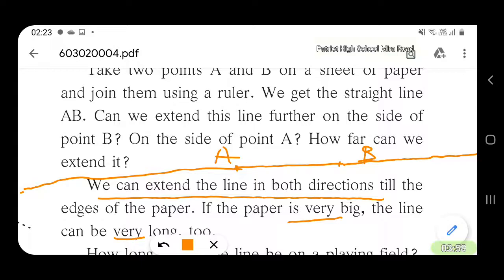How long can the line be? It can go up to infinity, no end. There can be no end to this side and no end to this side. Then this is known as a line. A line does not have any end. It can be produced on both the sides. Then it is known as line AB.